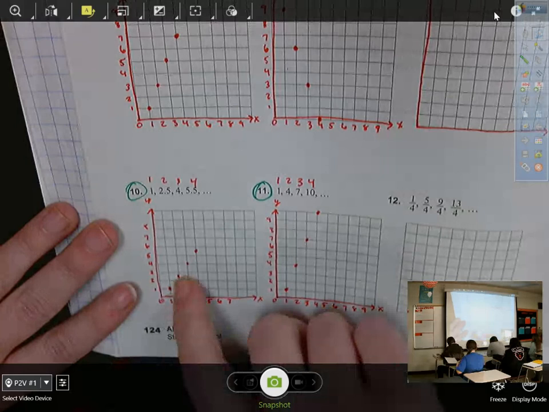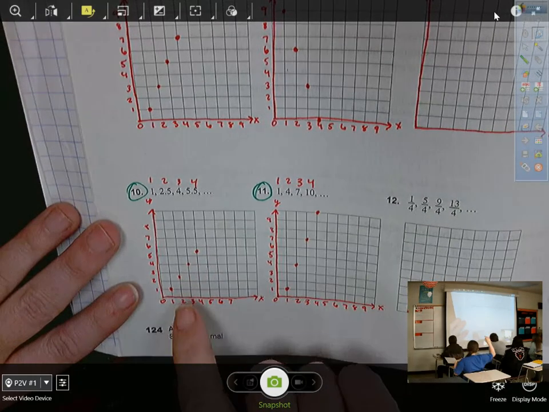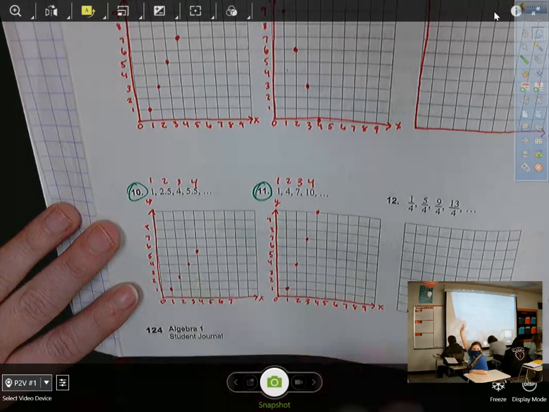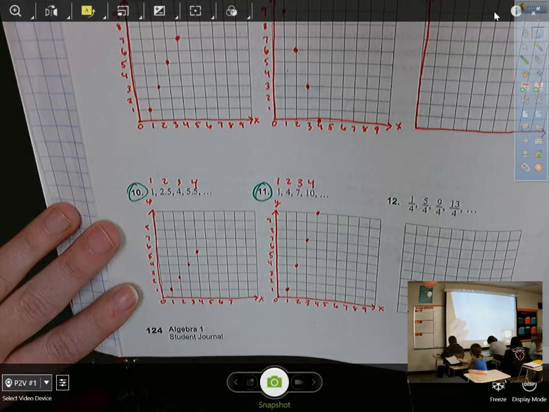Here's number 10, and then here's number 11. Number 10 goes up by like 1.5 each time. So every other one's in the middle. Yes. What if you did the layout of number 10 a little differently? Like, how did you do it?